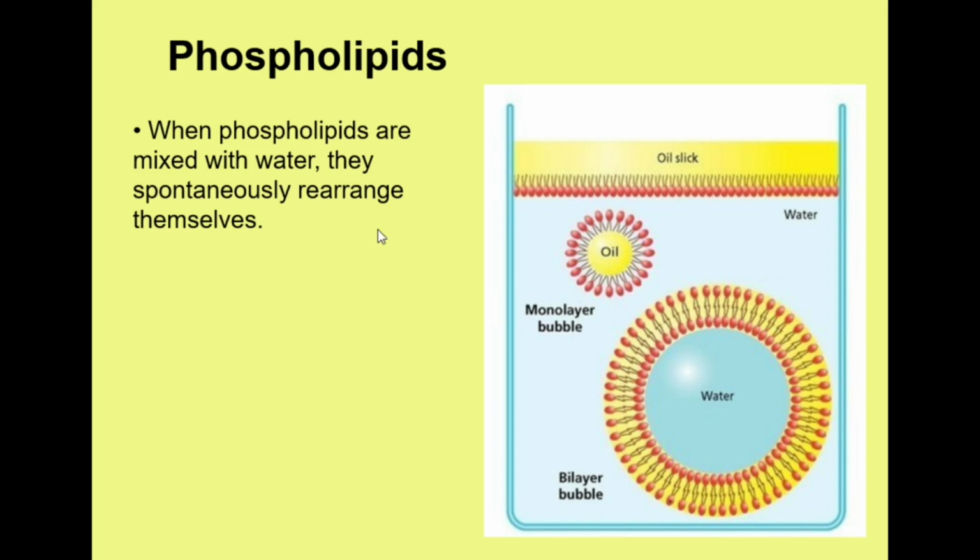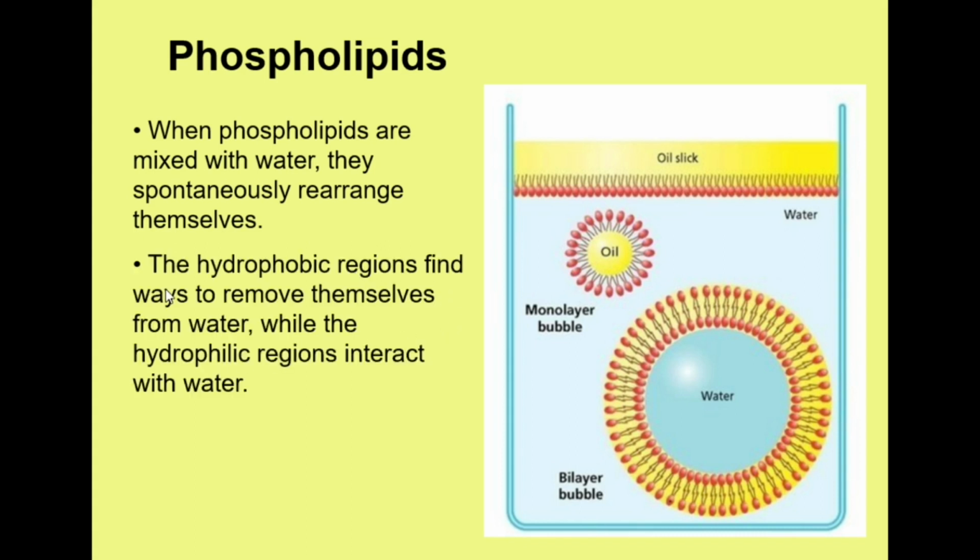So when phospholipids are mixed with water, they will spontaneously arrange themselves. And they'll do this because the hydrophobic regions, those fatty acid tails, will try really hard to find ways to get themselves away from water. The hydrophobic parts hate water, so they don't want to be in contact with it. Whereas the hydrophilic regions, those phosphate heads, will try and interact with water. They will happily make bonds with water.